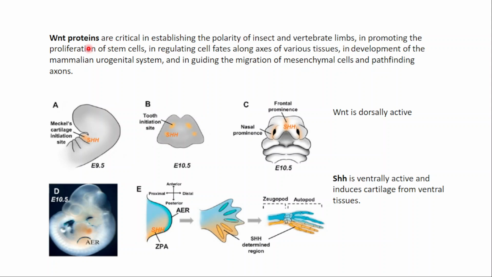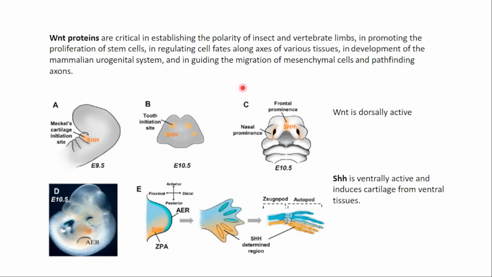Wnt is also a pro-proliferation marker. Remember, in various cases in the body, you see Wnt is always involved in cancerous growth, in causing cell proliferation. So Wnt is always a pro-proliferative marker, whereas on the other hand, we have BMP in general. In many cases you might find Wnt also plays a role in differentiation because it is such an important ligand. It has roles in many different processes, but generally Wnt and BMP antagonize each other. BMP is pro-differentiation while Wnt is pro-proliferation. So Wnt is also responsible for promoting proliferation in stem cells, in regulating cell fates along the axis of various tissues. So Wnt is also a fate determinant, and it is involved in development of the mammalian urogenital system. The urogenital system, consisting of the ureter, kidney, nephrons, and bladder, is dependent on Wnt signaling, very important, and in guiding the migration of mesenchymal cells and pathfinding of axons.